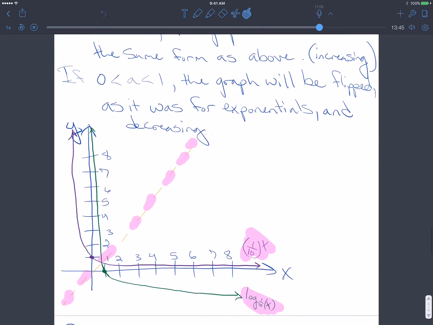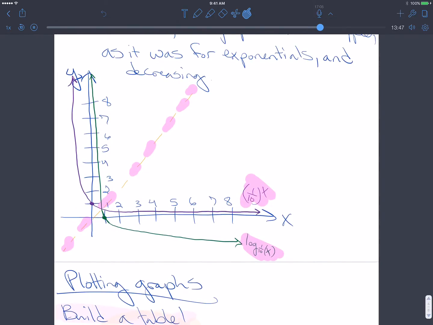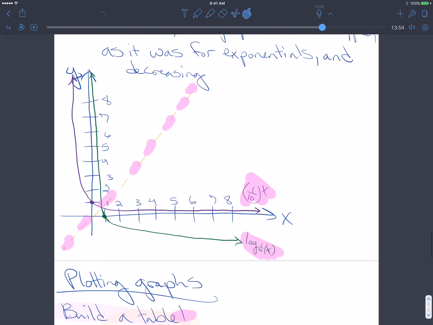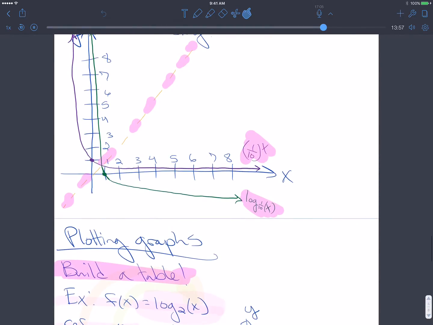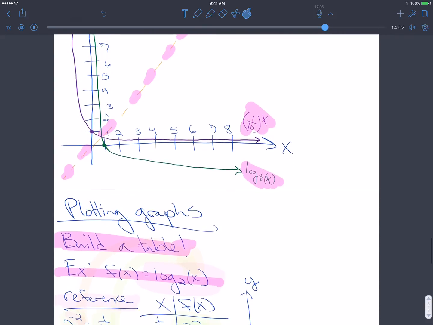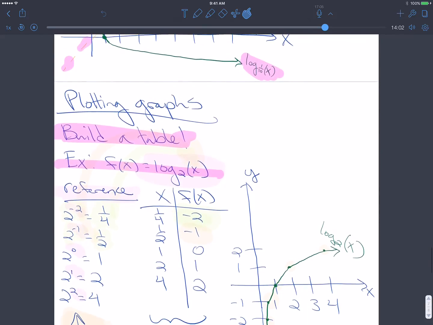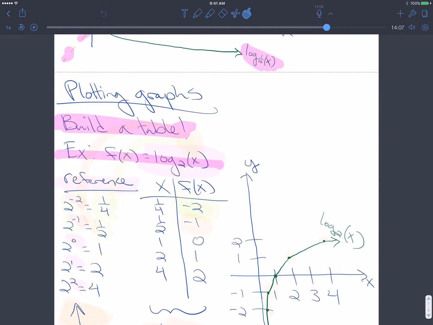Okay? And the last thing to talk about is just reminding you that when you're plotting graphs, if you have to sketch something, build a table. You can still build a table with these. So if I were trying to graph f of x equals log base 2 of x, I would take a look at my exponentials and then use those exponential values to build a table for my logarithms. Because the exponentials are more graspable. They're easier, more tangible for you to work with.